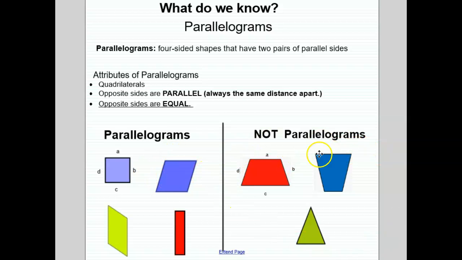These polygons are not parallelograms because they either only have 1 pair of parallel sides, or, in the case of this triangle, they have no pair of parallel sides. I have underlined this characteristic of parallelograms because it's going to really help you today. For parallelograms, we know that their opposite sides are equal or the same length. Keep that locked in your brain because that's going to really help you with our new learning today.